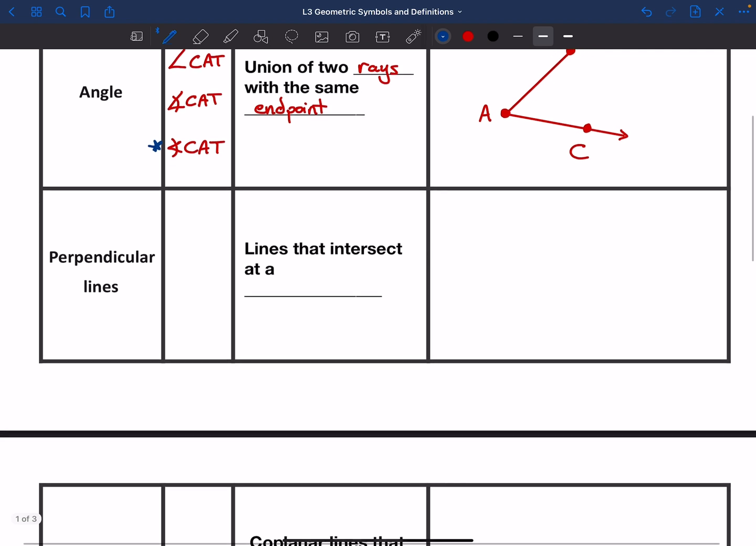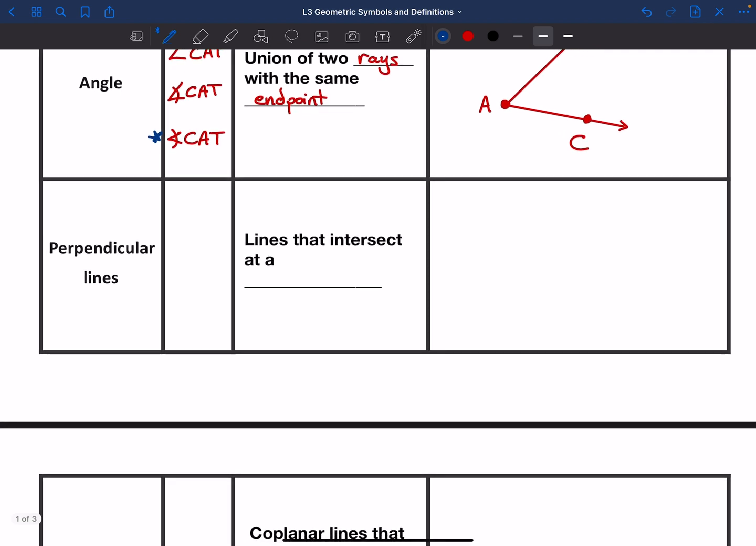When we've got perpendicular lines, we use a kind of a weird looking symbol. You take a capital T and you flip it upside down. Right, so that is the symbol we use to show that two lines are perpendicular. Right, and when we're talking about perpendicular lines, they are lines that intersect at a right angle. Right? If you forgot what a right angle is, it is 90 degrees.